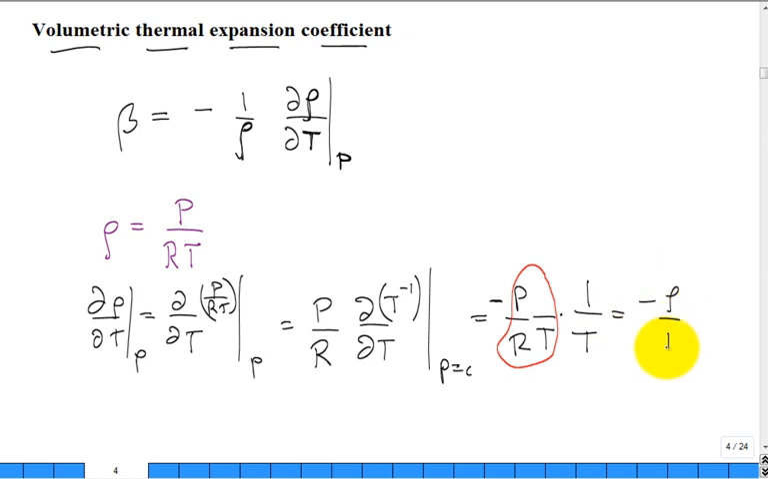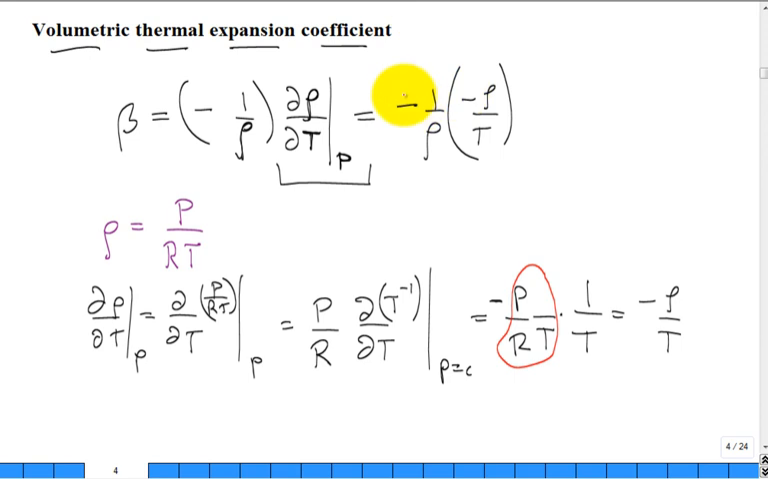So now we can go back to the beta, since we worked on this so much. We have minus 1 over rho from this part times the derivative of rho with respect to T for an ideal gas, which is minus rho over T. I'll tell you what, I'll handle the minus signs. Negative times negative is positive. You handle the rhos. And what do we get for beta?